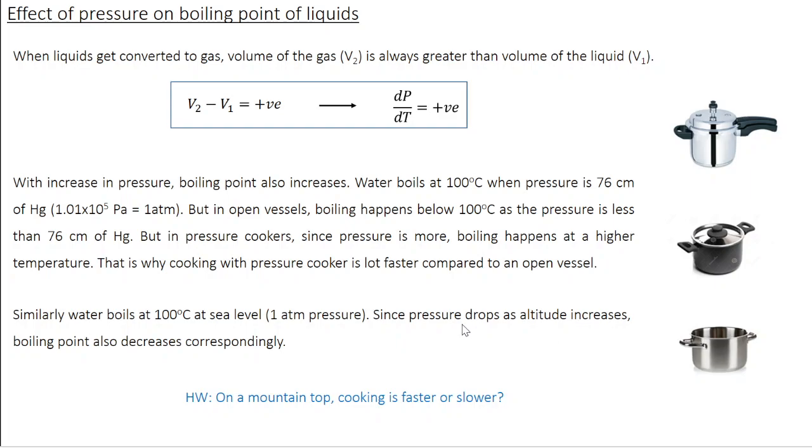Same way, we know that the pressure changes as a function of the altitude of the place, right? Typically pressure drops as the altitude increases. So when I say water boils at 100 degrees Celsius, I said that this is at 1 atm pressure. Usually 1 atm pressure is measured at sea level. So only at sea level water boils at 100 degrees Celsius. As the altitude increases, pressure drops. So what happens to the boiling point? The boiling point decreases as the altitude increases. Now you can answer the question: on a mountain top, is the cooking faster or slower compared to sea level? Okay, so you can answer this for yourself.